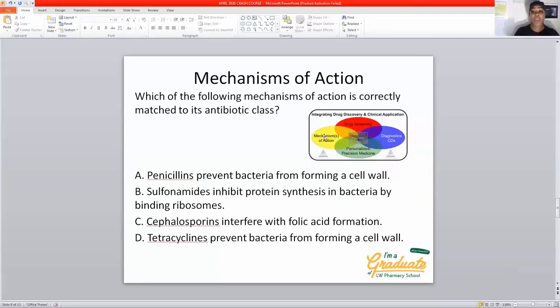Okay, mechanism of action. Which of the following mechanisms of action is correctly matched to its antibiotic class? Penicillin prevents bacteria from forming a cell wall. Sulfonamides inhibit protein synthesis in bacteria by binding the ribosomes. Cephalosporins interfere with folic acid formation, and tetracycline prevents bacteria from forming a cell wall.